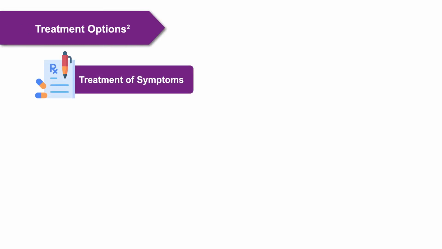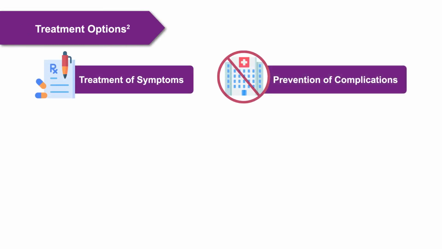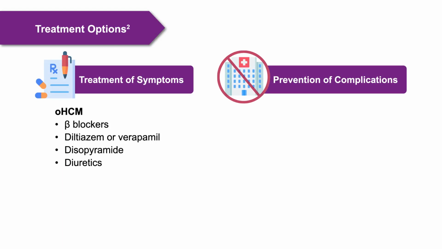The treatment of hypertrophic cardiomyopathy is focused on the treatment of symptoms and the prevention of complications. With regard to symptoms, we target outflow tract obstruction with negative inotropic agents such as beta blockers or non-dihydropyridine calcium antagonists or disopyramide. In some selected patients, we may use diuretics to reduce ventricular filling pressures. In patients with non-obstructive disease, particularly in those who are developing left ventricular systolic impairment, we may use conventional heart failure medications, including ACE inhibitors, ARBs, diuretics, and again, beta blockers.